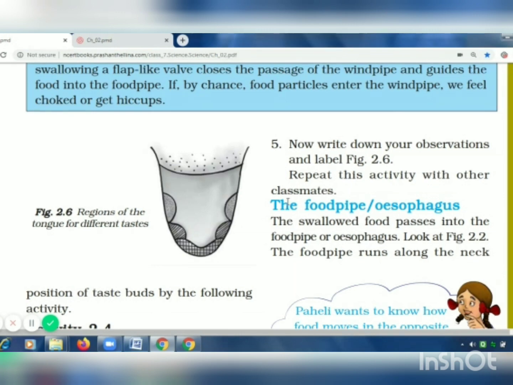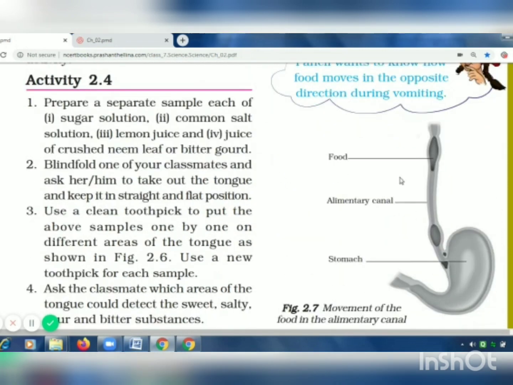Now we have discussed the tongue and the buccal cavity, which is the first compartment of the alimentary canal. The second is the food pipe, or the esophagus. After the food is chewed in the mouth, the swallowed food passes into the food pipe, or esophagus. The food pipe runs along the neck, and starting from the neck, it goes to the stomach. Here they have shown the food being passed in the food pipe, and then our food reaches the stomach.